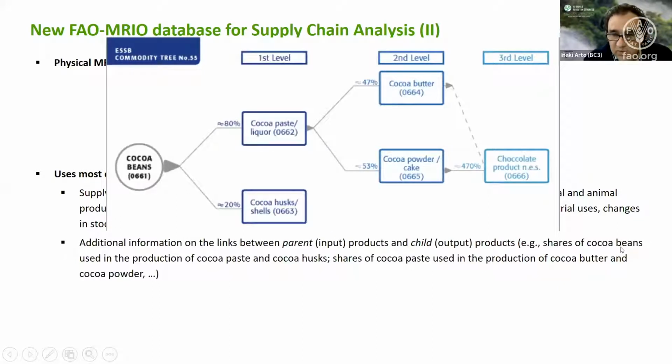In order to do that, we use additional information on the links between the parent products and the child products. For instance, these linkages between the cocoa beans and cocoa paste and cocoa husk that I mentioned before, and the shares that are linking the outputs, the child products, to the input products.